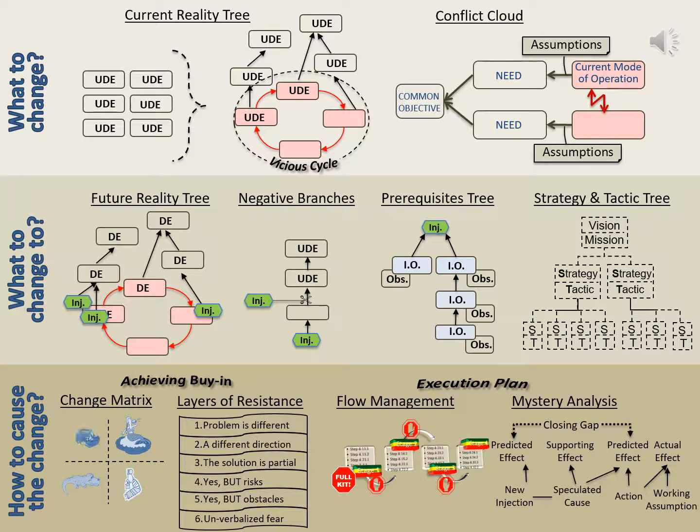One is kind of the change matrix, which is understanding people's motivation to change. And another is looking at layers of resistance, which is a lot of times we go to people and we say, hey, they're not bought in on the problem. They're not progressive thinking. They're not change agents in their organization. And the issue really isn't they're not bought in on the problem. I mean, they're not bought in on the solution. They're not bought in on the problem.